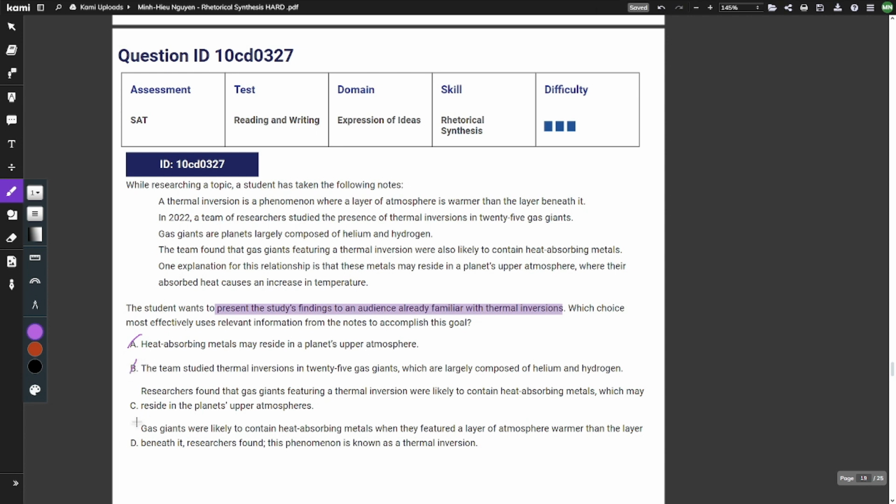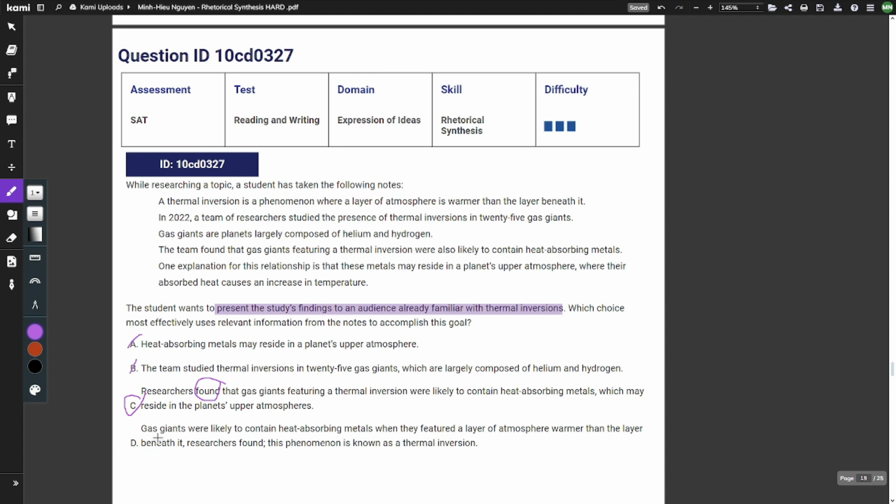C. Researchers found that gas giants featuring a thermal inversion were likely to contain heat-absorbing metals which may reside in the planet's upper atmospheres. So it does talk about what they found because it straight up said found right here. And it also doesn't explain what thermal inversions are, so C is going to be our answer.